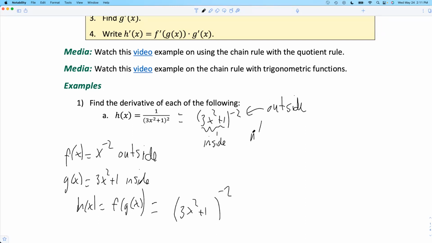Then h prime, by the chain rule of x, is f prime evaluated at the inside. Leave the inside alone. So just take the derivative and just pretend you're just taking the derivative of x. But then multiply that by the derivative of the inside. So h prime of x here would be, how do we take the derivative of junk to the -2? What would f prime be?